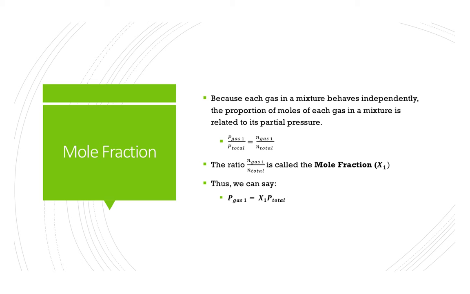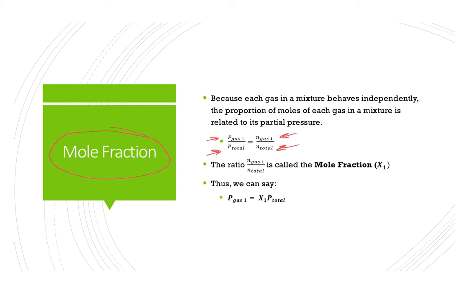One such application is the idea of mole fraction. If you wanted to figure out the proportion of pressure in a particular vessel at any particular time, it is going to be related to the number of moles of gas inside the vessel. Because each gas in the mixture behaves independently, the proportion of moles in each gas is related to its partial pressure. So the pressure of gas 1 as a fraction of the total pressure is directly related to the number of moles of that gas divided by the total number of moles.